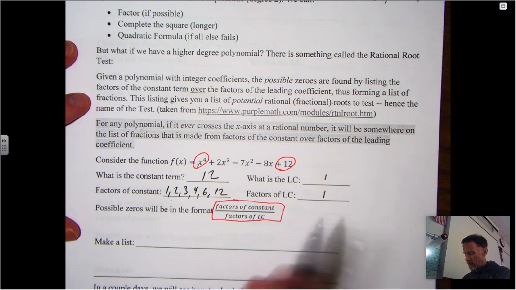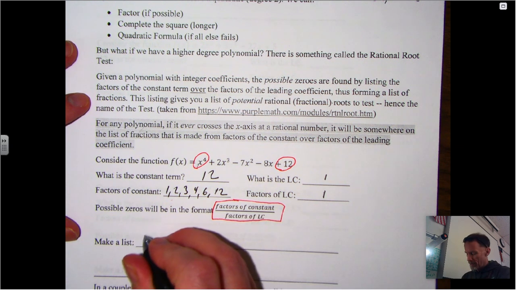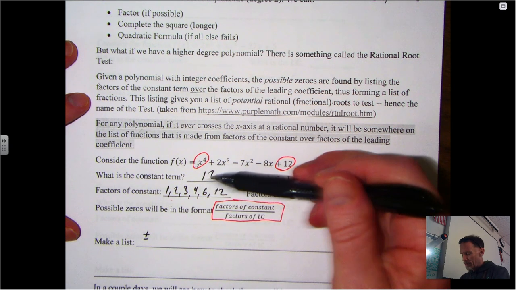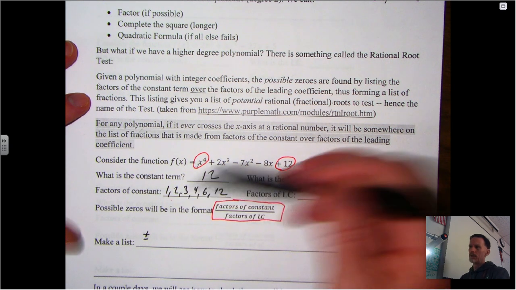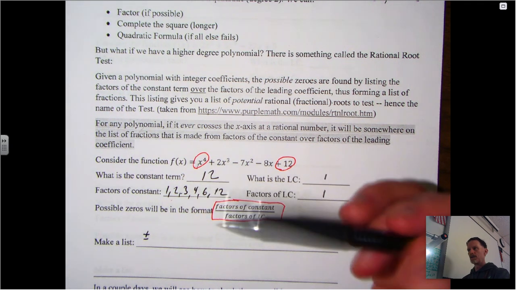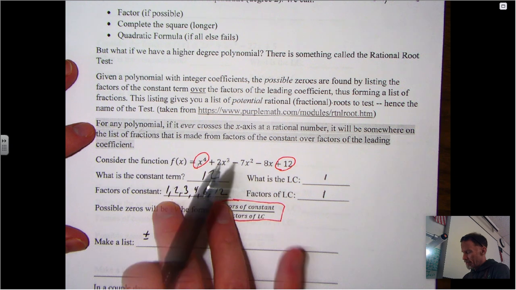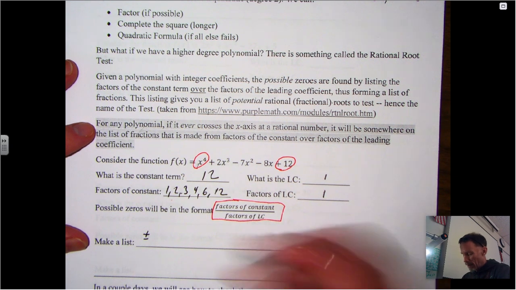Now, the one thing we do want to do when you make the list here is all of these things are going to get a plus or minus, because obviously 12 can be divided by 2, but it can also be divided by -2. Okay, so there's always going to be that plus minus here. So in this case, again, I'm going to take all of these just over 1, and that's going to be my whole list in this case.